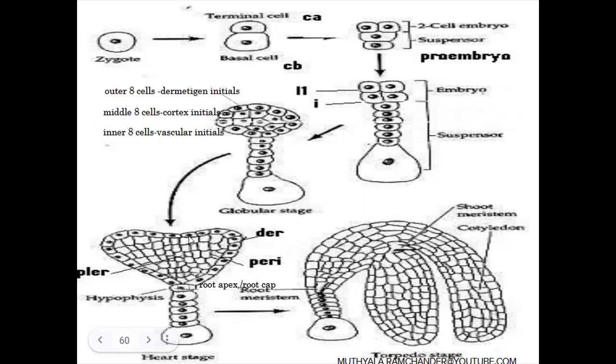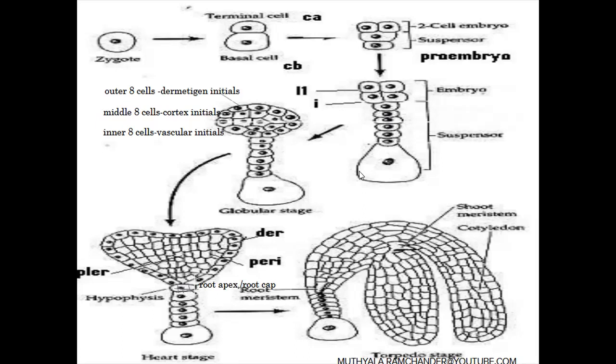At this time, the mass of cells is arranged in a heart-shaped structure. That heart-shaped structure is developed only by the CA cell, the terminal cell. At the same time, during these divisions, the CB cell also participates in transverse division to form two cells. They are present one above the other. These two cells again participate in more transverse divisions, only transverse divisions, to form a chain-like structure of cells. The chain-like structure of cells is developed from the basal cell or CB cell. The chain-like structure contains many cells.